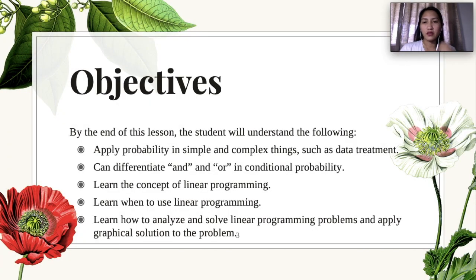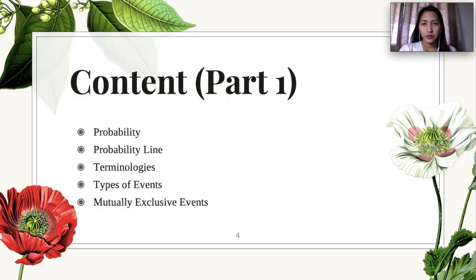So what are the objectives of this lesson? By the end of this lesson, the student will understand the following: apply probability in simple and complex things such as data treatment, differentiate and/or in conditional probability, learn the concept of linear programming, learn when to use linear programming, learn how to analyze and solve linear programming problems and apply graphical solution to the problem. For this lesson, you will have your first 2 objectives.